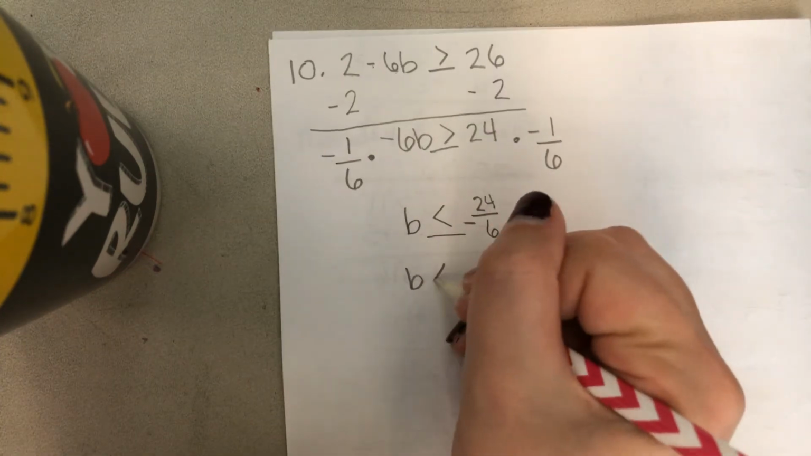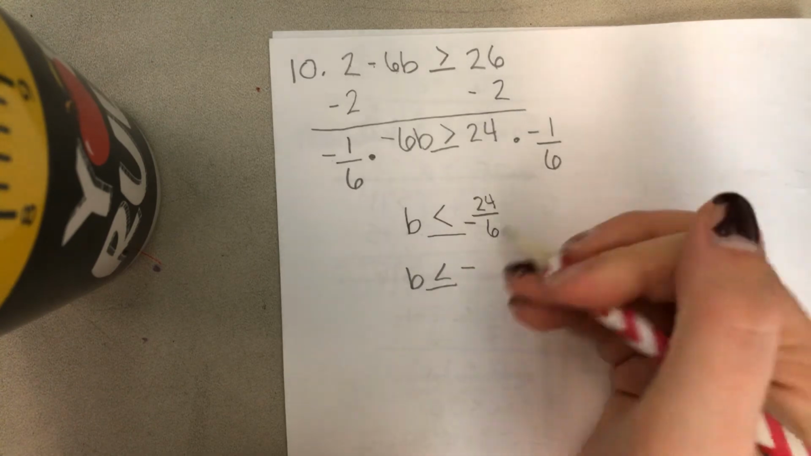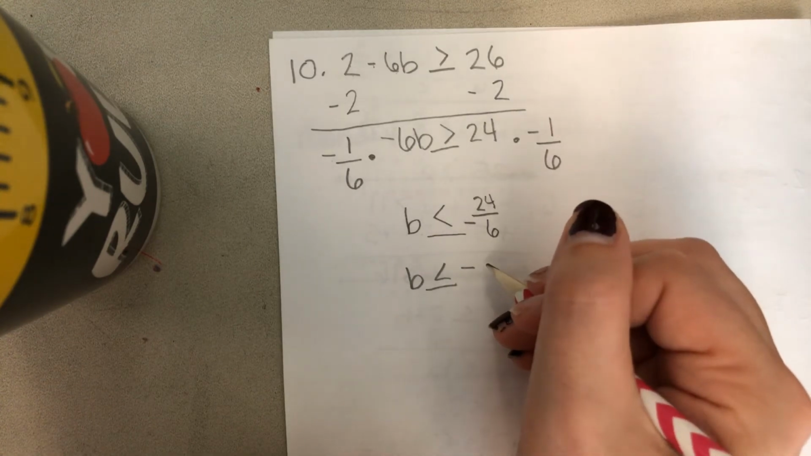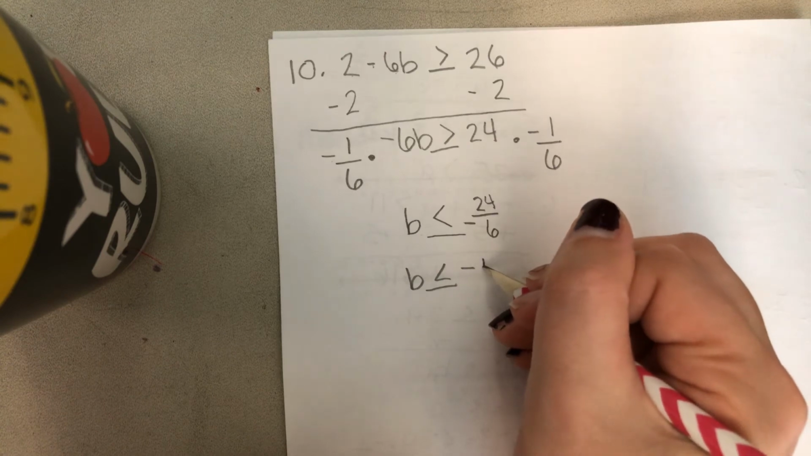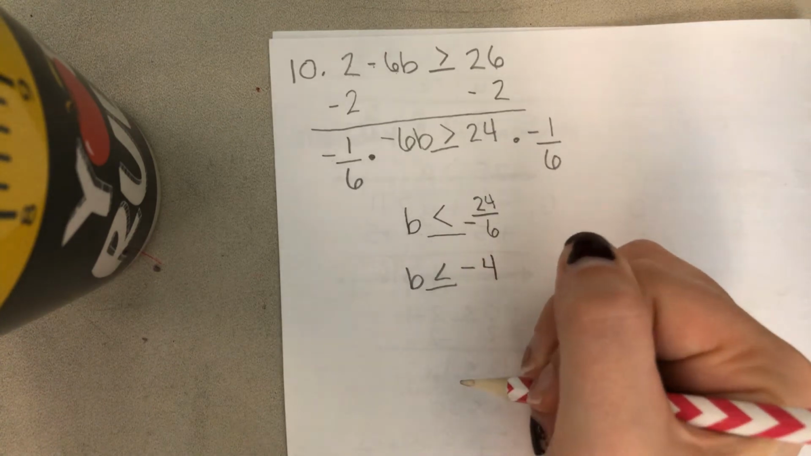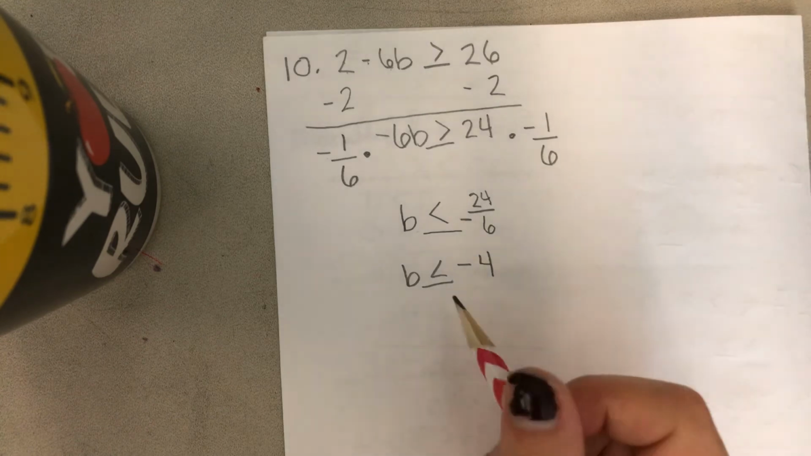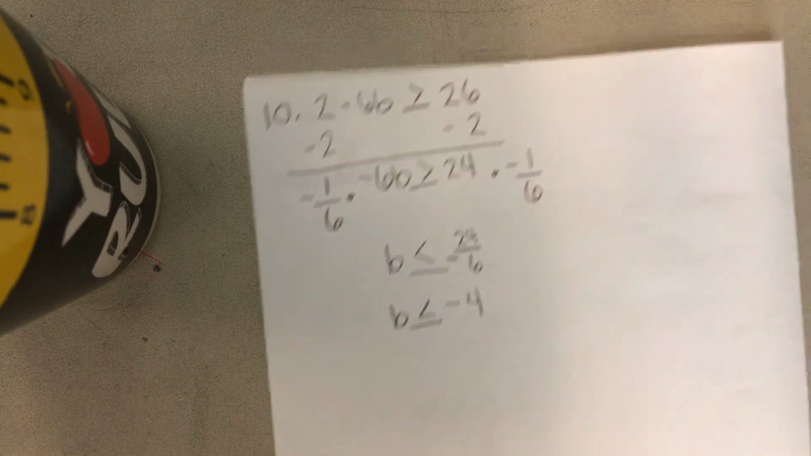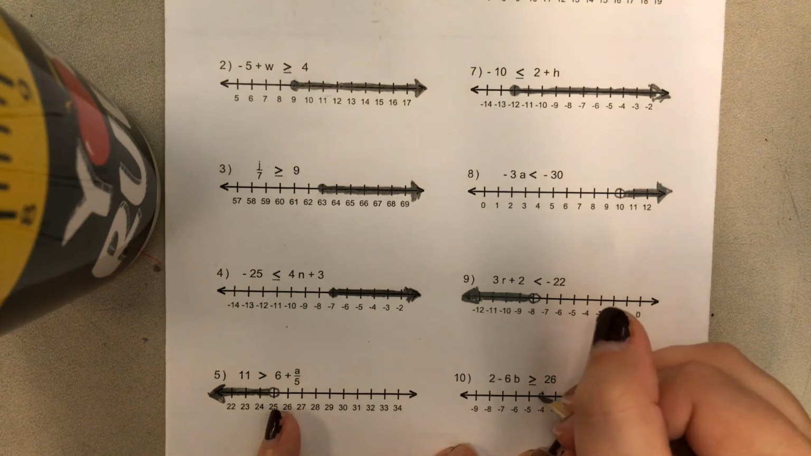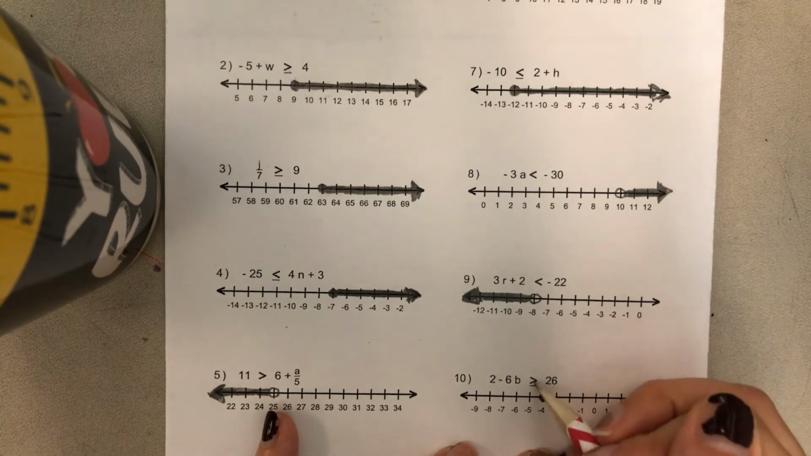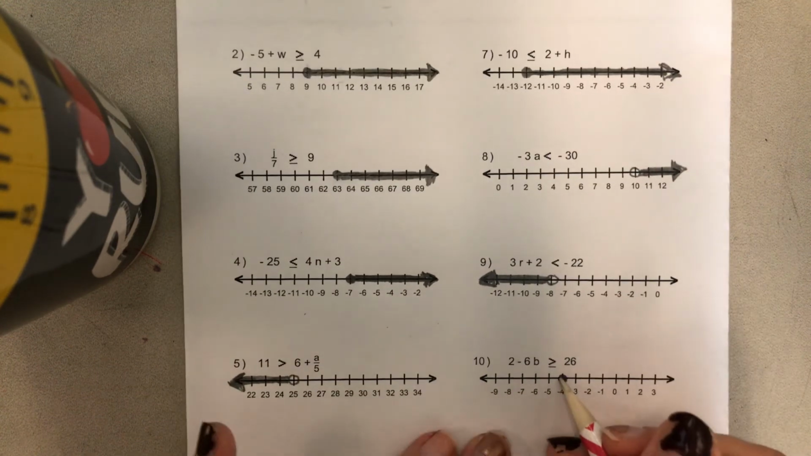And it is a negative because it was a positive times a negative. So b is less than or equal to negative 4. So equal to, meaning closed circle, b is less than or equal to negative 4. So closed circle, less than or equal to, because my symbol was being reversed.